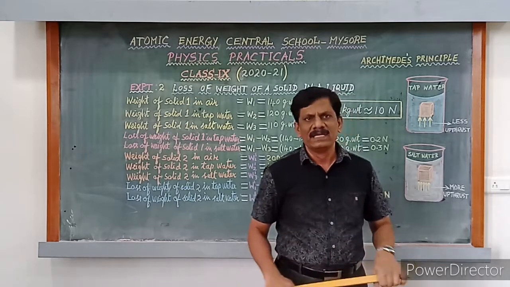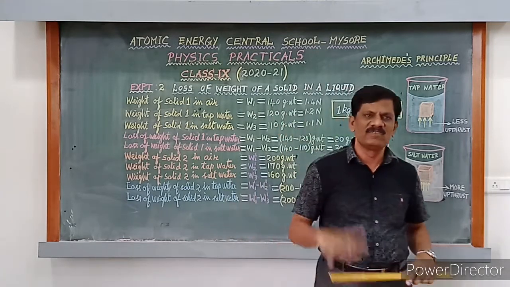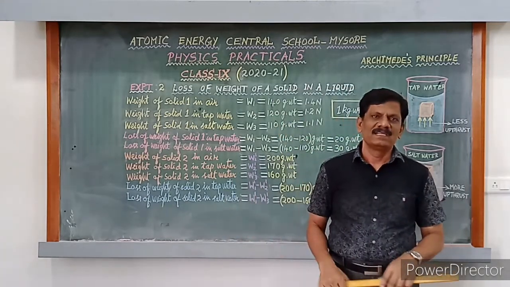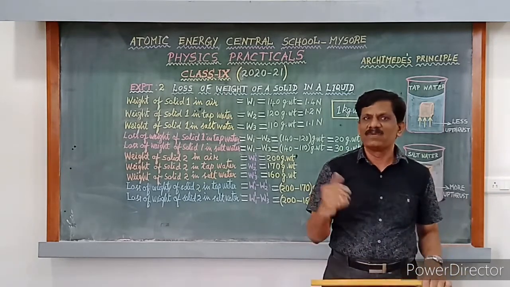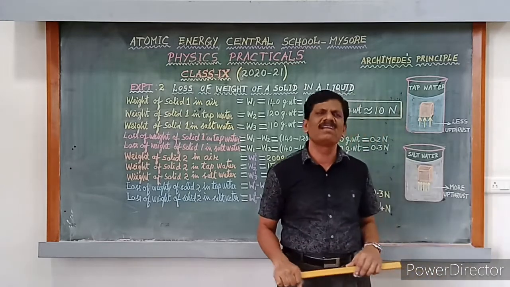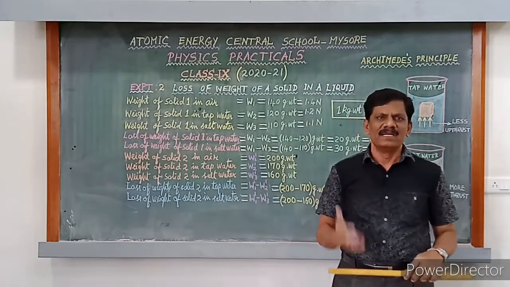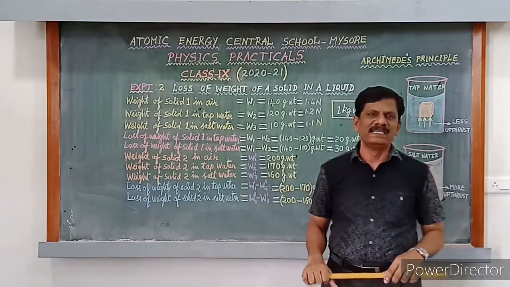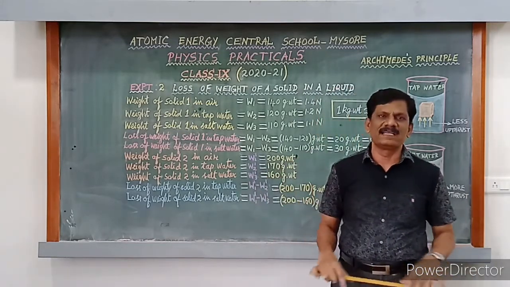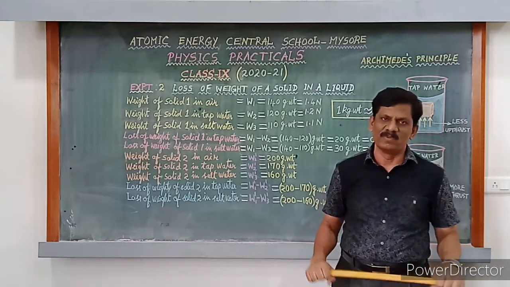This is why it is much easier to swim in ocean water than in swimming pool water, because the ocean water contains so many salts such as sodium, magnesium, calcium, potassium suspended in it. So its density is greater than that of the ordinary water in the swimming pool.